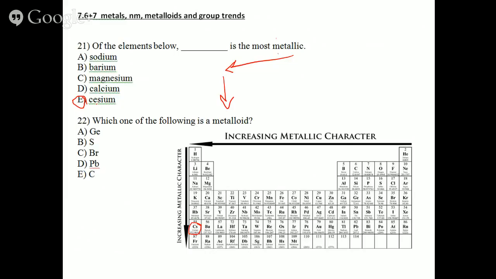22. Which one of the following is a metalloid? This is just kind of a definition question. You have to know the stairs over here, follow them down, and those things are metalloids. Which one of those options is it? Well, it's germanium, Ge.